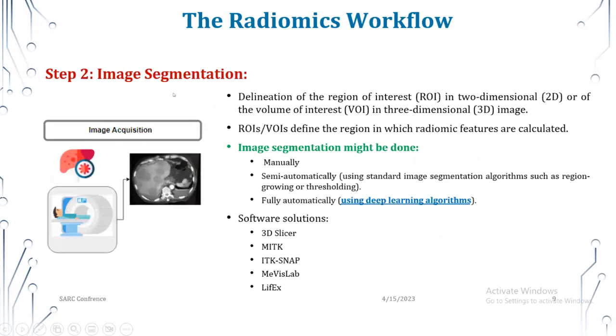Then the image segmentation. Image segmentation, as I stated before, means delineating the region of interest, which means the cancer area, as you see in this image. The segmentation might be done manually by radiologists working in the field, using software that allows them to delineate manually, or it can be fully automated using deep learning algorithms such as the U-Net architecture, for example. There is also much software that can assist with image segmentation, such as 3D Slicer, LIFEx, and many others.